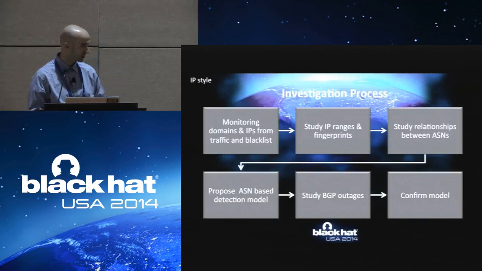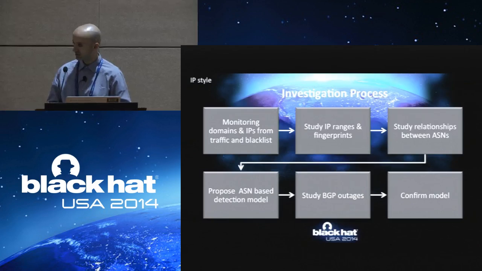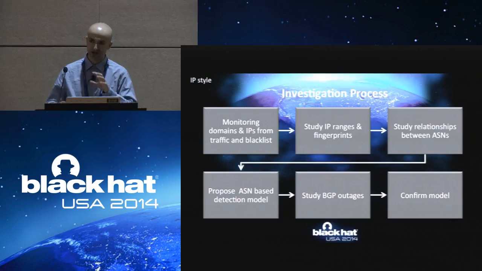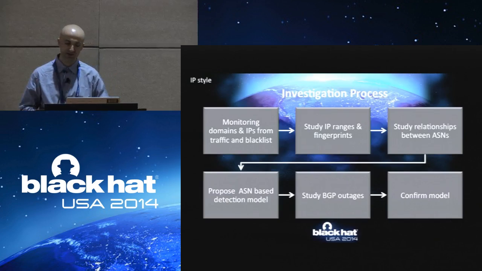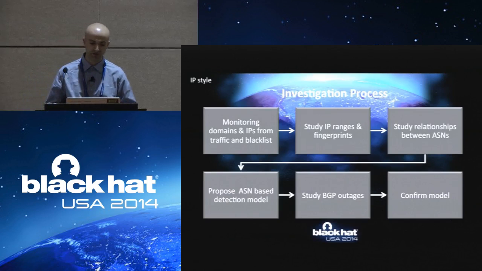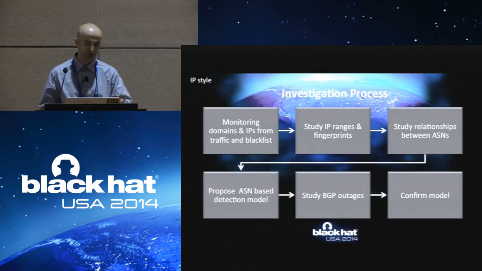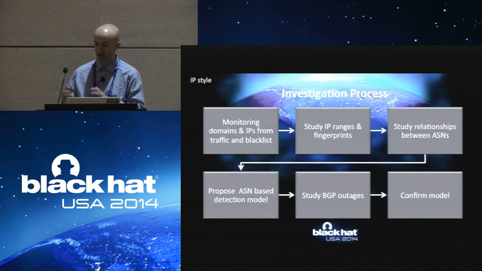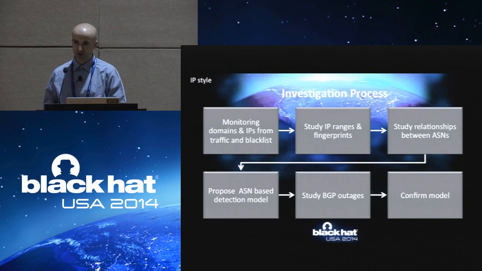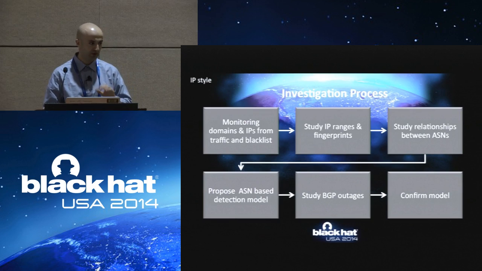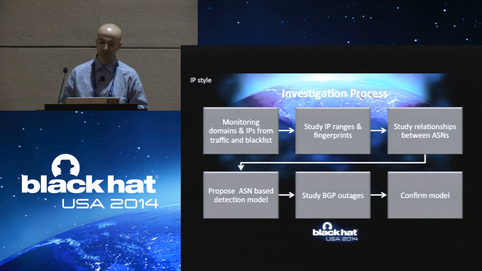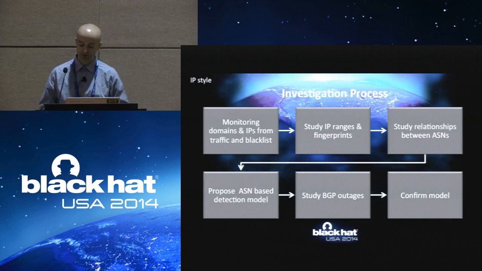The investigation process starts with monitoring domains and IPs. That's our starting point. Then we look at the IP ranges and fingerprint them, just to see how related they are. We also study the relationships between the ASNs from a graph topology perspective. With that, we are able to propose a detection model based on the ASN view. Then we will introduce a novel approach to relate ASNs together by just looking at the BGP announcement outages and bulk them together.